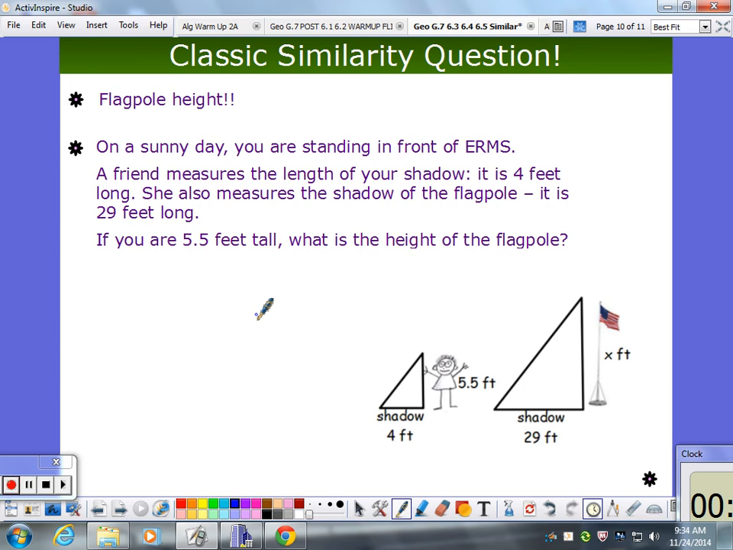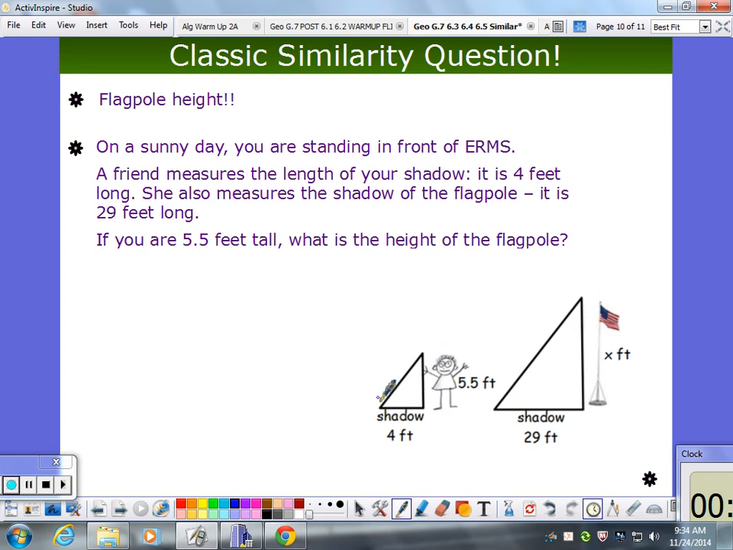So on a sunny day, you're standing in front of Eagle Ridge. Say like today. So a friend, here you are, look at you. A friend measures the length of your shadow. Your shadow is 4 feet. She also measures the flagpole. Okay, so that shadow is 29 feet. You're 5.5 feet tall. So here you are at 5.5 feet. You want to know the height.